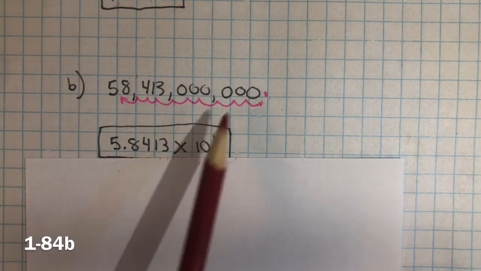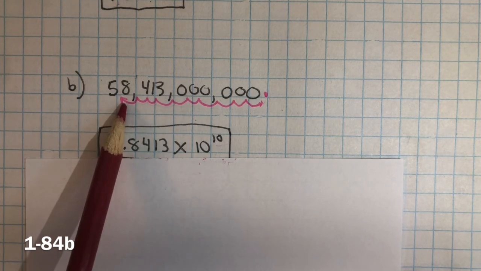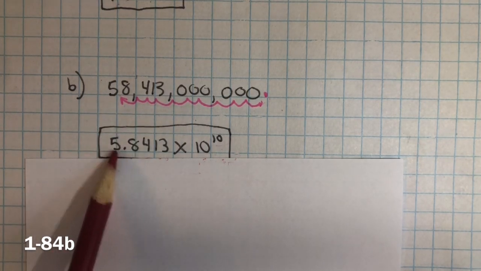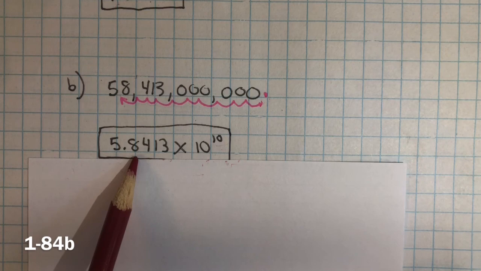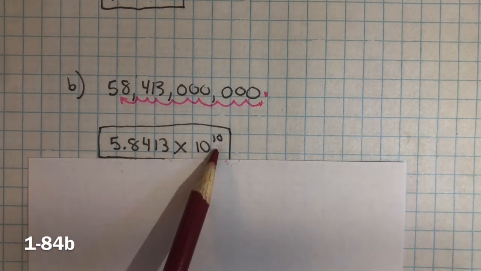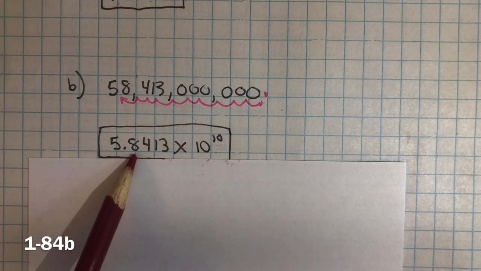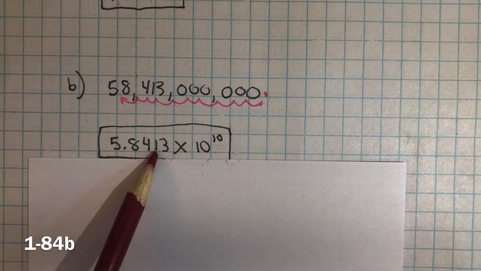And this exponent is how many place values I moved it to get this term, the A term, greater than or equal to 1 but less than 10. If I wanted to put it back into standard form, I would just move the decimal to the right 10 places.